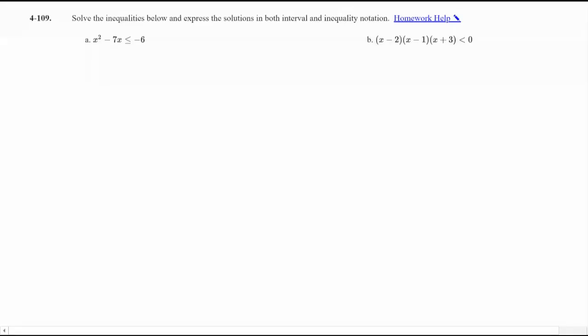Here I'm asked to solve the inequalities below and express the solutions in interval and inequality notation. So for the first one, I'm going to add 6 to both sides because I really want this to be equal to, in air quotes, 0 here, because I want to factor this and set it equal to 0.